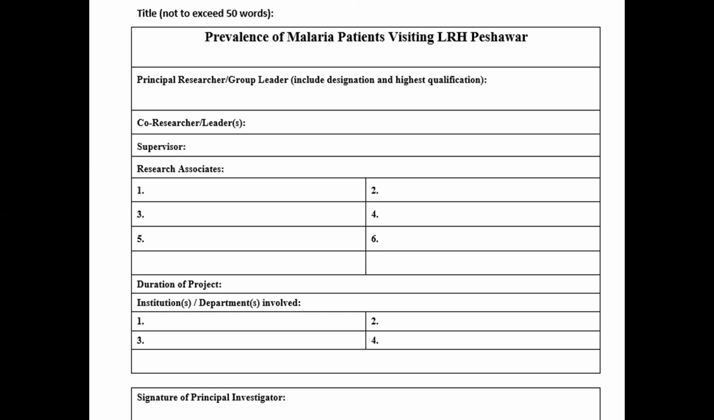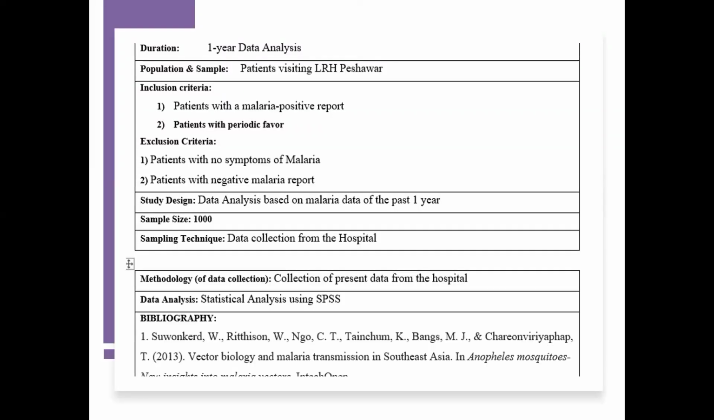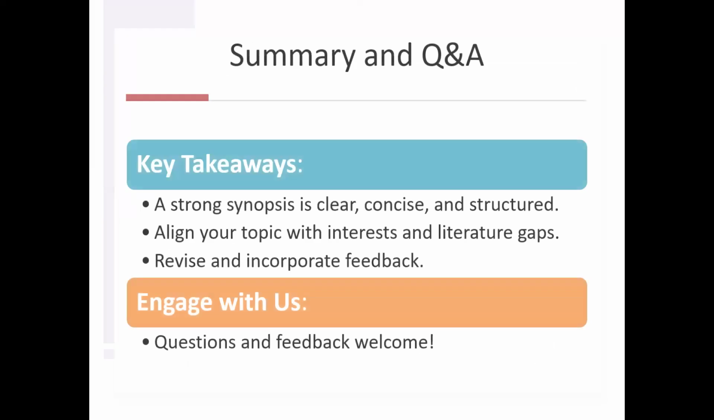This is a simple template of a research synopsis where you have to write the introduction and then importance, rationale, objective, hypothesis, setting, and duration of the study, population and samples, and then inclusion and exclusion criteria. What type of people you will include in your study, and what type of people you will exclude from your study. And then the study design, how data analysis will be performed, what type of process will be used, sample size, and then sampling techniques. And in the methodology section, you have to briefly mention the different data collection processes and data analysis techniques, and then the bibliography. So this is the basic pathway of doing a research synopsis.